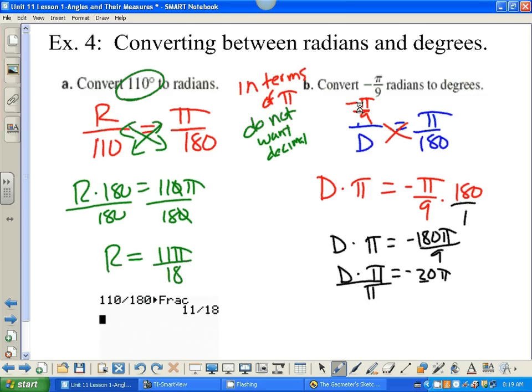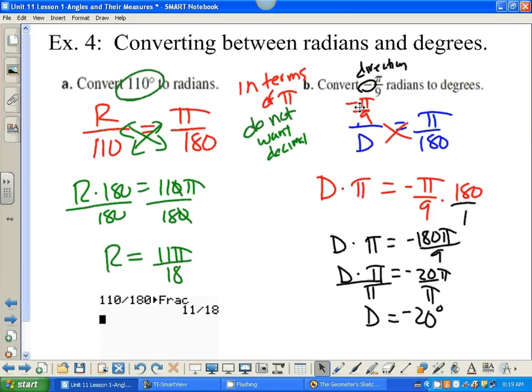Divide both sides by pi. So the degree measure is negative 20. Notice how the negative does not go away, because if you're starting with a negative angle to begin with, all it's denoting is a different direction. So we have not changed the direction when we convert between radians and degrees. What we did is we talked about the length.